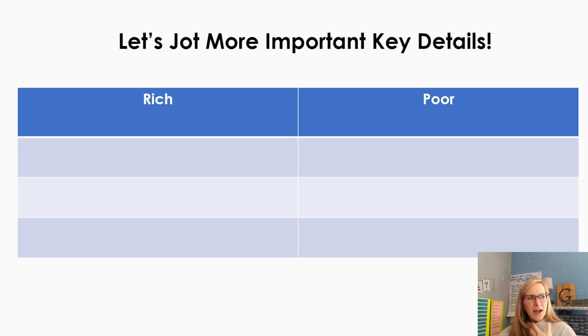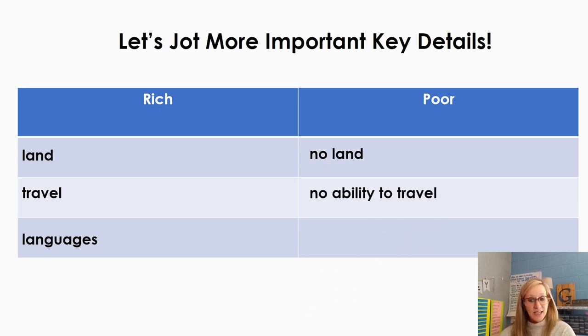And if I'm sitting here thinking about this, I might think, well, I know that the rich was given land. Can you think of any others? Travel, you're right. Those who were wealthy were able to travel outside of their homes just a little bit further. And languages, they were able to learn other languages. So when I think about the rich and what they had opportunities and access to versus the poor, what might we put on the poor side? Consider what we put on the rich side. You're right, they didn't have land. They didn't have the ability to travel, nor did they have the ability to learn languages.